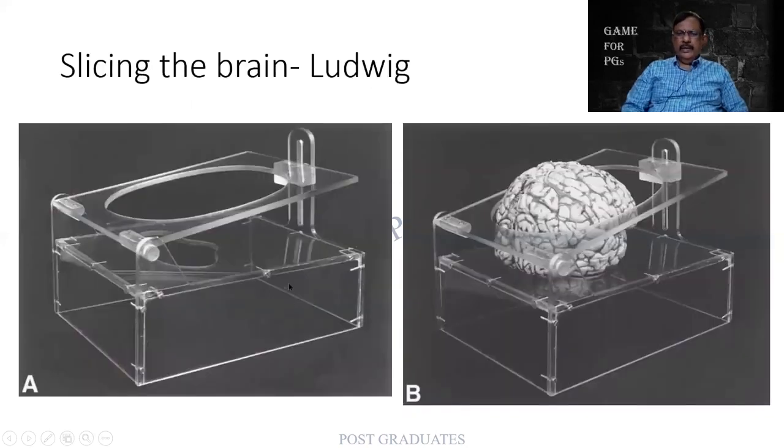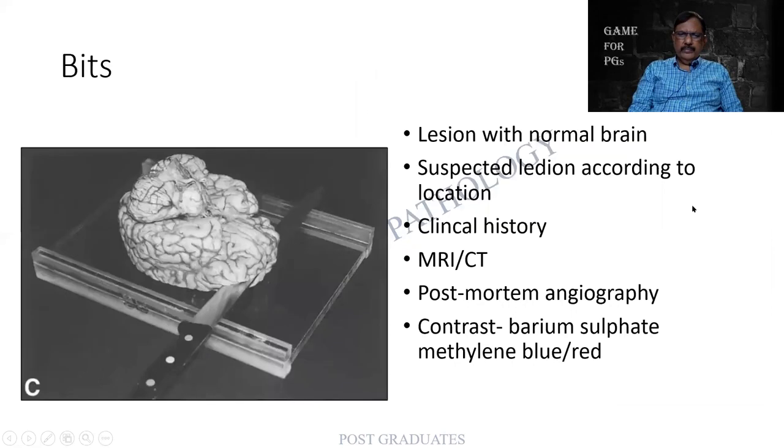Slicing the brain. This is of importance from our topic point of view. This is a machine in which the brain has been kept or rather fixed, and you have another cover which will maintain the plane of cut. After which the brain is cut in whatever direction you want. Usually you get an anterior to posterior section.